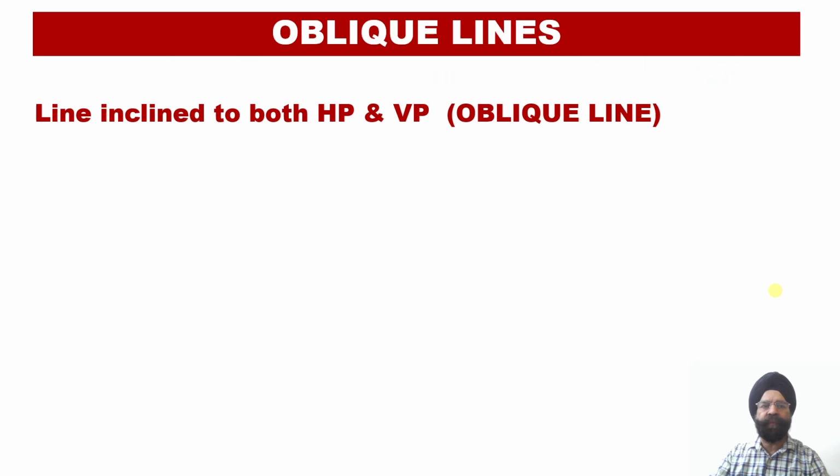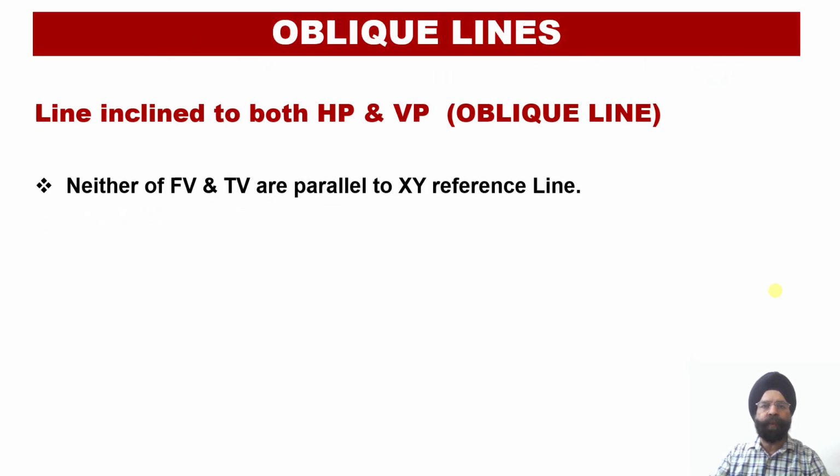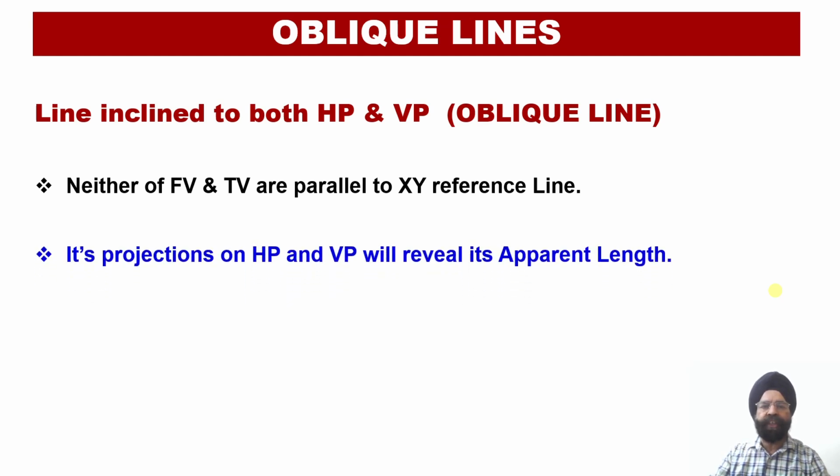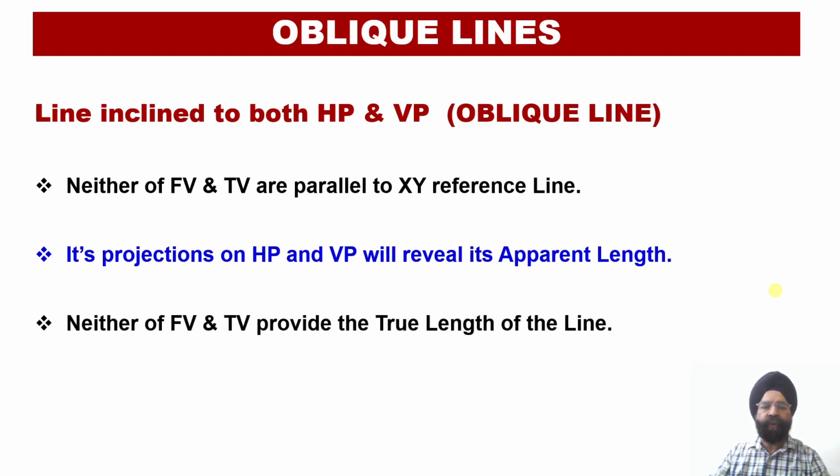An oblique line is the one which happens to be inclined to both the reference planes, that is the horizontal plane as well as the vertical plane. Now since this line is inclined to both HP and VP, neither the front view nor the top view will be parallel to the XY reference line, and the projections of the line on the horizontal plane as well as on the vertical plane will reveal its apparent length only. We are not going to obtain the true length of the line in the front view as well as in the top view.